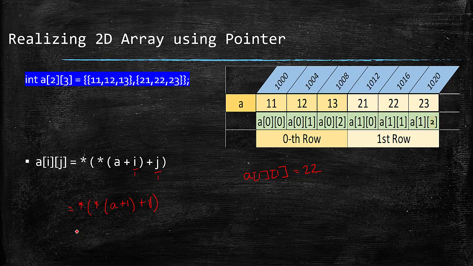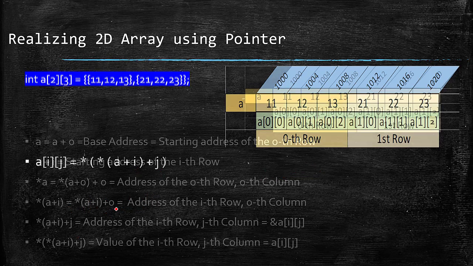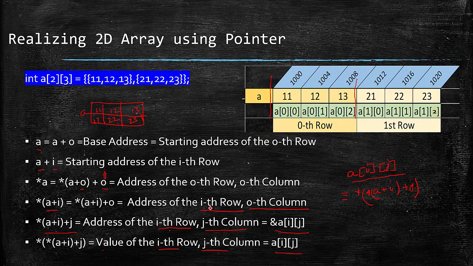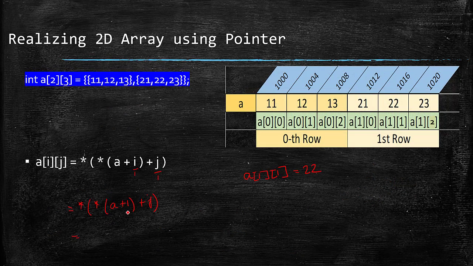Now we know that star of A plus 1 will give me the address of the first row and zeroth column, since the I value is 1. So what is the address of the first row and zeroth column? It is 1012. So this will give me 1012. Then we are adding the value of J to it. What is the value of J? That is 1. Adding 1 to it means 1 will be multiplied by the size of the data type. Here the size of the data type is integer.